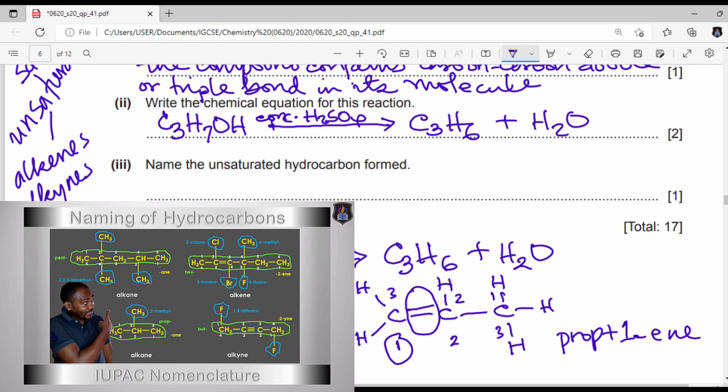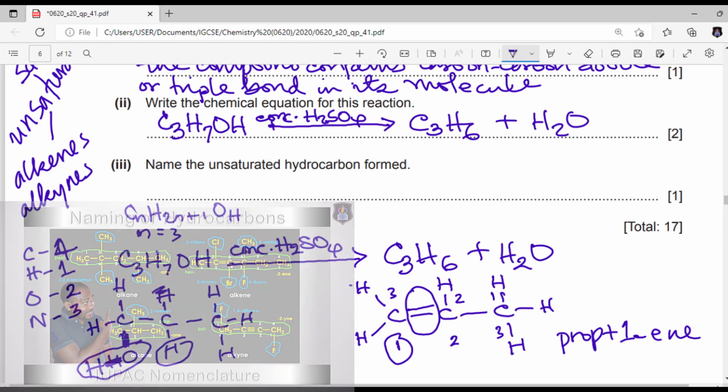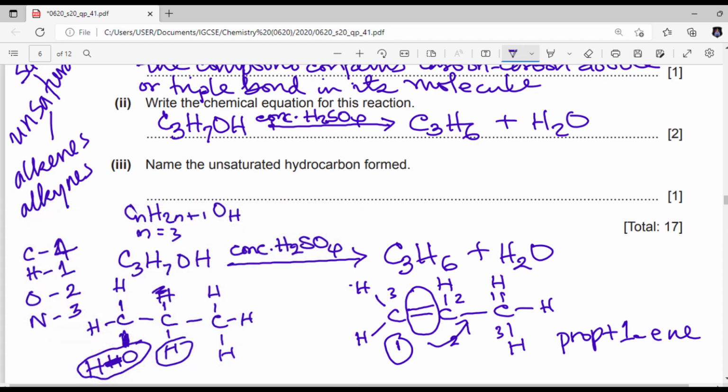But actually there is nothing like prop-1-ene. It is just propene, because you cannot have prop-2-ene. If we change the position of this double bond and bring it down here, it would still give us prop-1-ene, because if you start numbering from the right, this carbon that is now 3 will become 1. So the name of the compound is propene. So that brings us to the end of question 3.